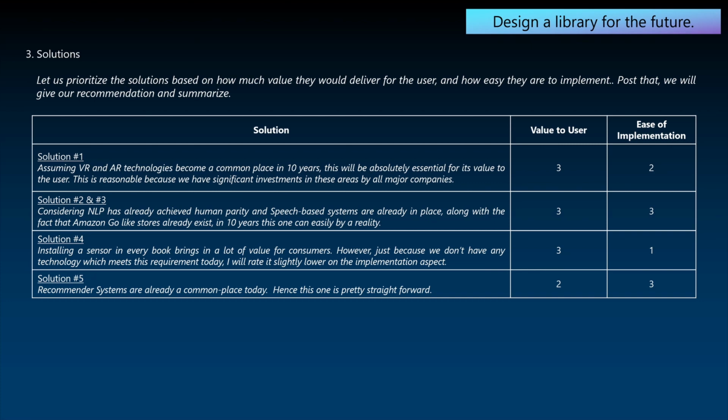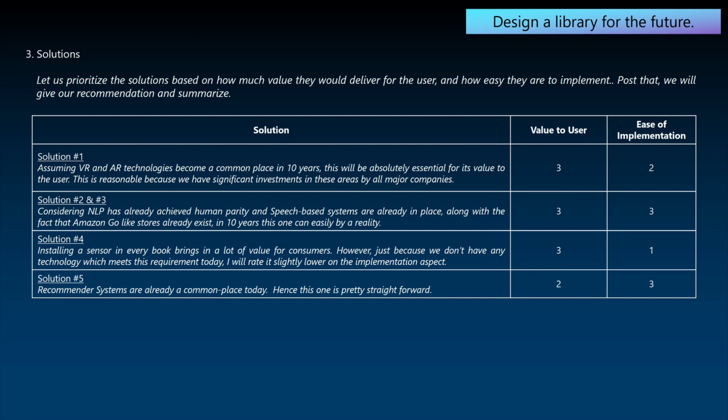And for solution number 5, because recommender systems are already commonplace today, this one is pretty straightforward. So I'll give it a rating of 2 on the value added and a rating of 3 on the ease of implementation. I gave it a rating of 2 for value added because at times people already know what they want to search for, the next book that they want to borrow, and hence it might not add value to every single user out there.